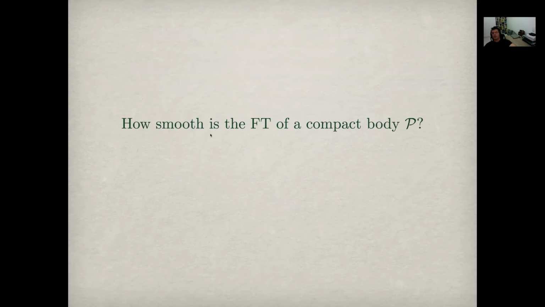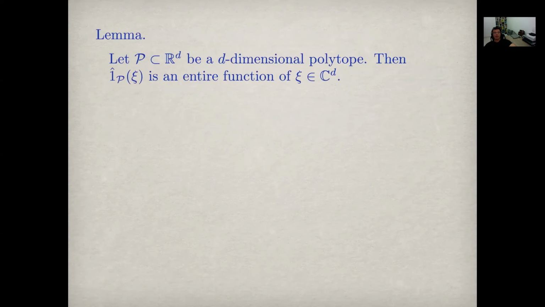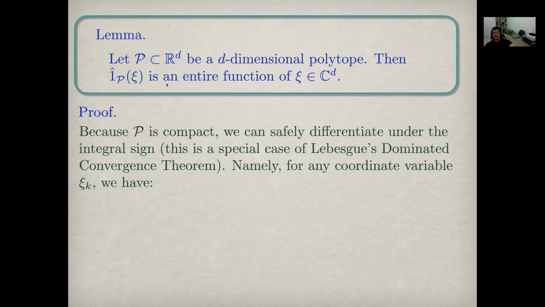How smooth is the Fourier transform of a compact body? Well, infinitely smooth, literally. Let P be a d-dimensional polytope. Then the Fourier transform of P is an entire function of c. When we say entire, we mean in the complex sense, but it's okay. If you're not comfortable with entire, you can replace the word entire by just infinitely real smooth. So it has infinitely many real derivatives. Because P is compact, we can safely differentiate under the integral sign. This is a special case of the dominated convergence theorem.